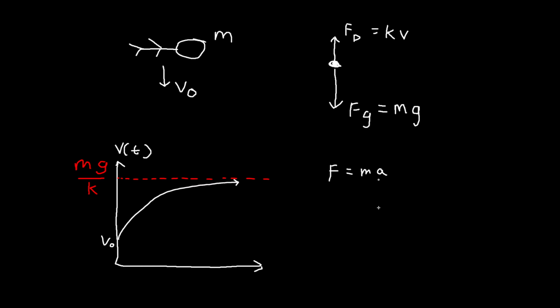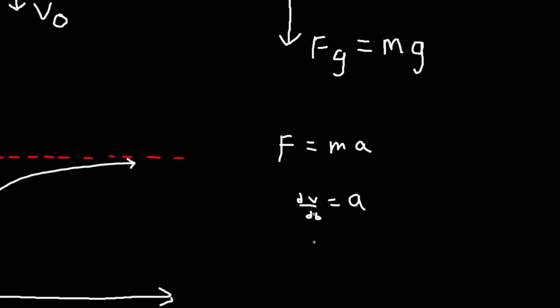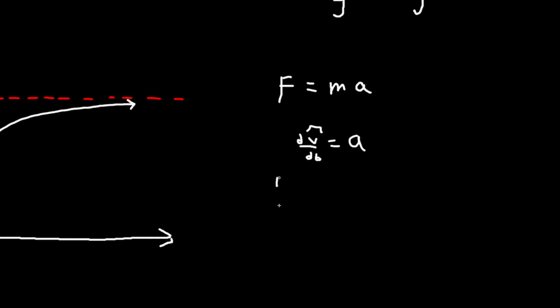And you may be surprised, why do we have acceleration here when we're trying to find velocity? This is actually where the integration comes in, because the derivative of velocity is acceleration. So we have dv/dt, which is the time derivative of velocity, is acceleration. This is where our v variable comes in. So rewriting this, I have F equals m dv/dt.